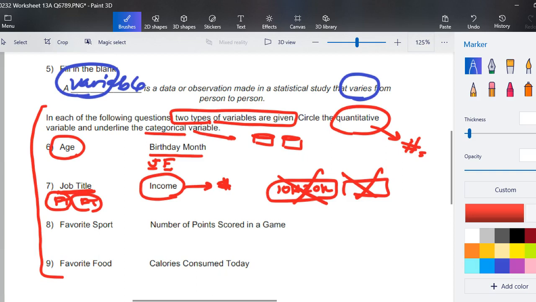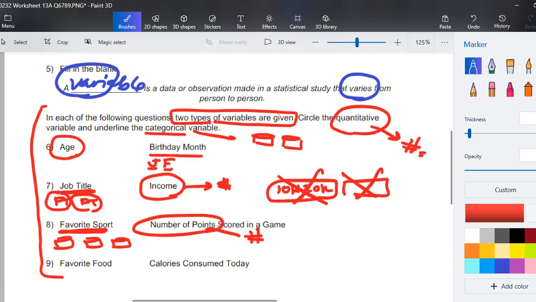Favorite sport versus number of points scored in a game. The sport can be put into a bucket or bin. You're a football person, or you're rugby, and then keep the list going. So if it's buckets or bins, it's categories. And then the number of points, well, that's numerical. And we'll leave it at that.